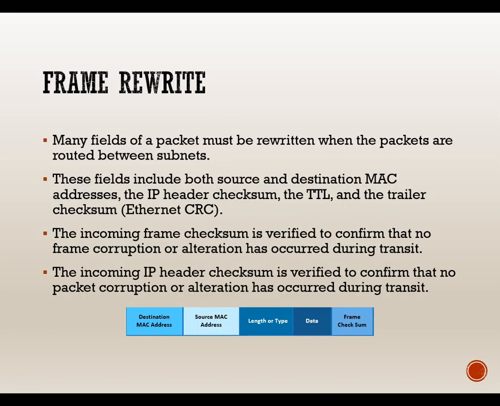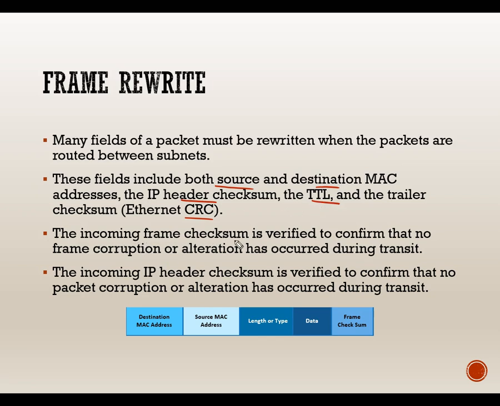Frame rewrite, we have talked about. Many fields in the packet have to be rewritten when the packets are routed between the subnets. Both the source and the destination MAC address, the IP header checksum, time to live, the trailer checksum, and the CRC, because all these things are going to change. TTL, time to live, is how much longer does the packet have, and basically it's decremented by 1 every time it goes across a router.